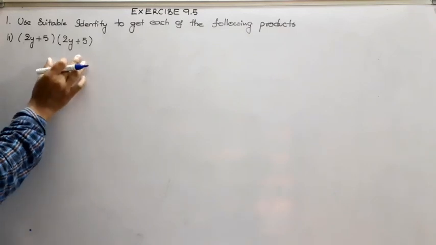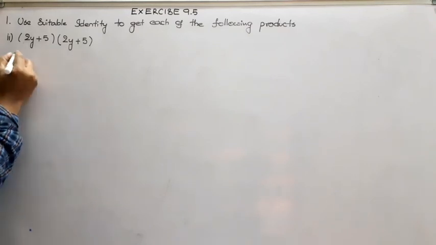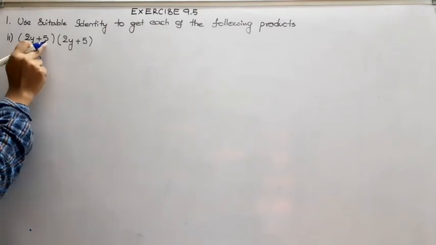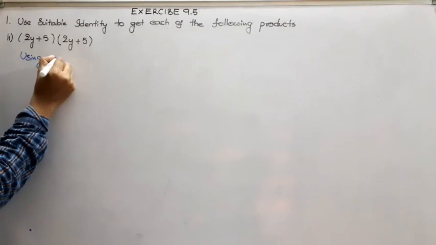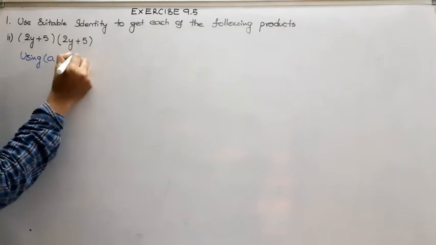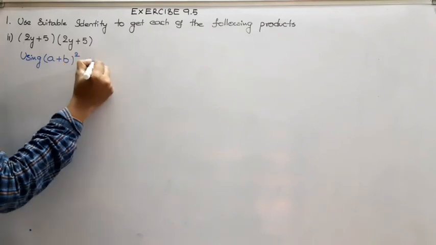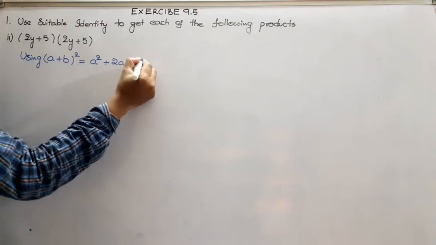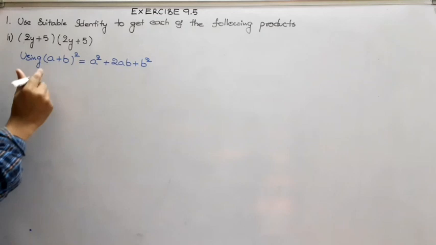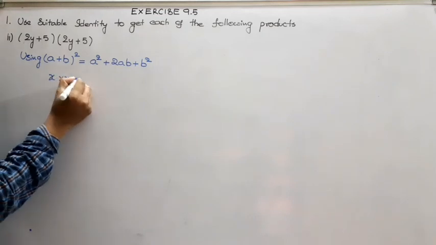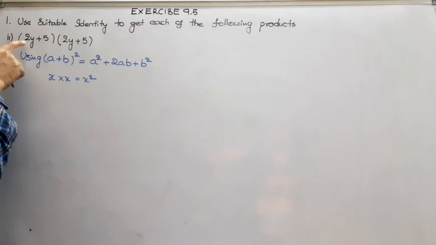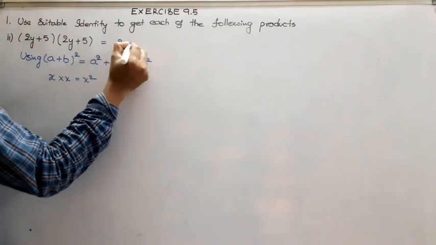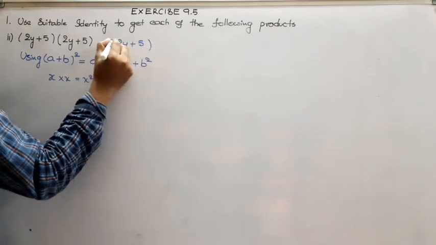Now, what is the identity we have to use? If we take this 2y as a and 5 as b, we can use the (a plus b) whole square identity, which gives a square plus 2ab plus b square. Now look at the board. If x into x is there, what will you write? x square, isn't it? Similarly, we have 2y plus 5 into 2y plus 5, which is equal to (2y plus 5) whole square, isn't it?